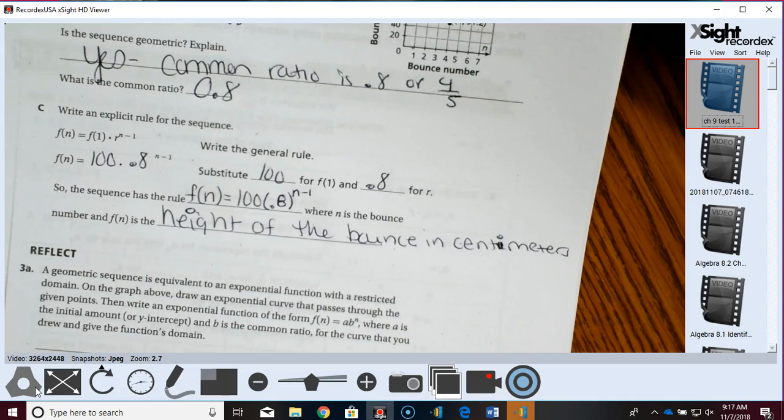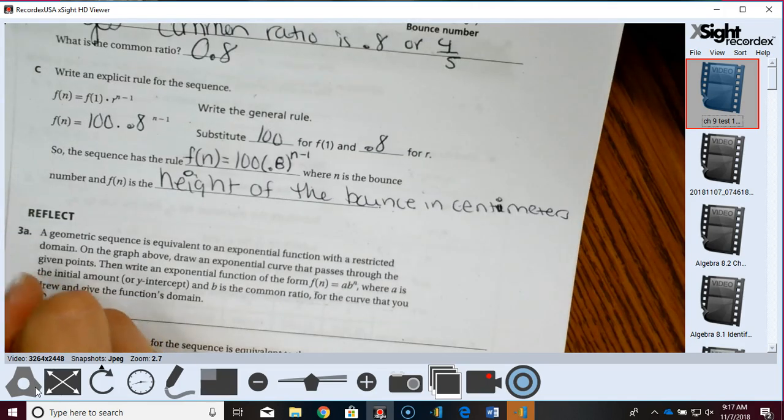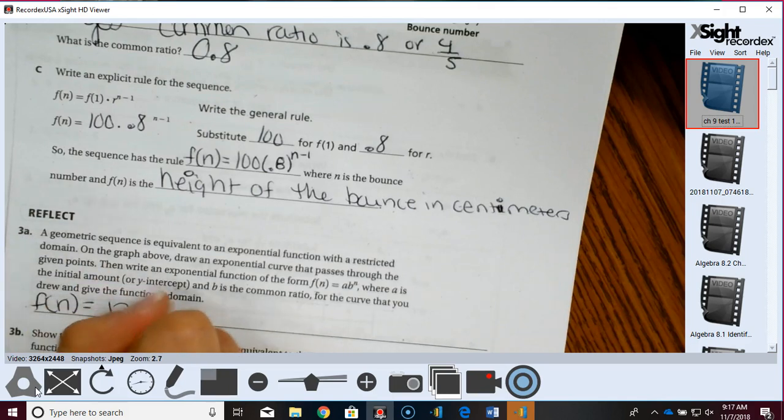A geometric sequence is equivalent to an exponential function with a restricted domain. On the graph above, draw an exponential curve that passes through the given points. Then write an exponential function of the form f of n equals a times b to the n, where a is the initial amount or y-intercept and b is the common ratio for the curve that you drew, and give the function's domain. Okay, so f of n equals 125 times 0.8 to the n.